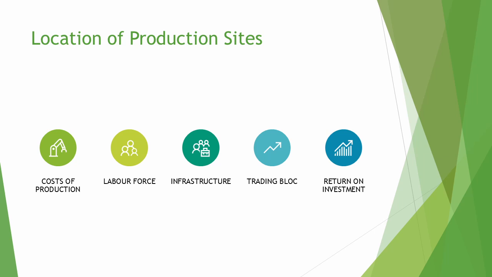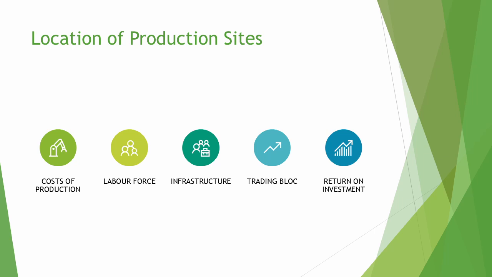The factors influencing the location of production sites are costs of production, skills and availability of the labor force, infrastructure, location in a trade bloc, government incentives, ease of doing business, political stability, natural resources, and likely return on investment. Costs of production are the total expenses of creating goods or services, influencing location as firms choose sites where costs like labor and materials are lower.